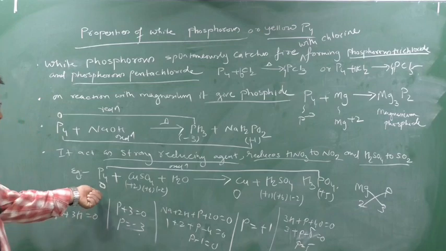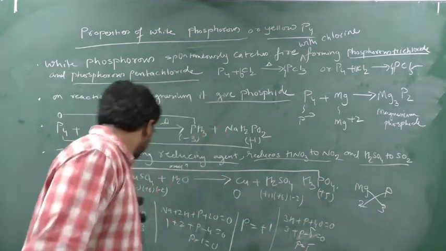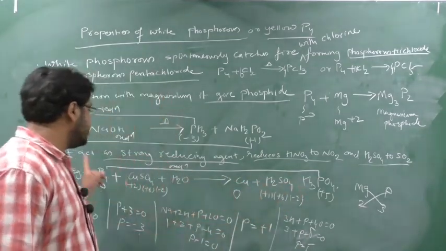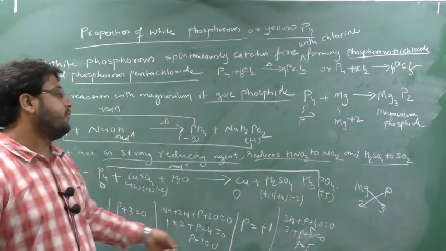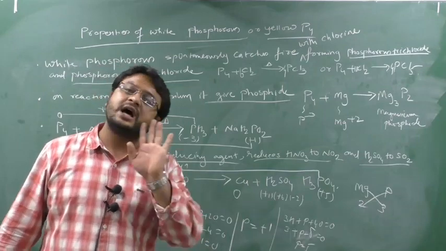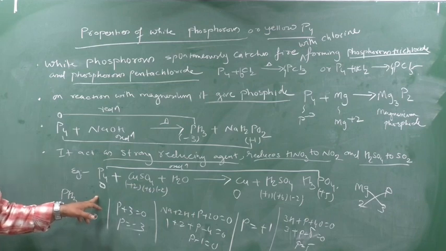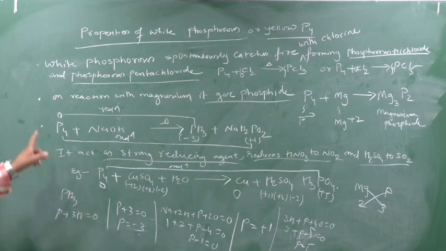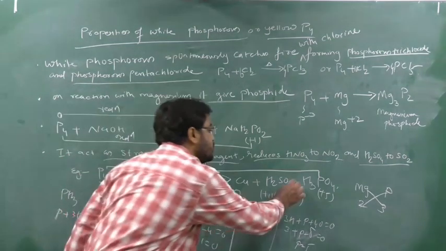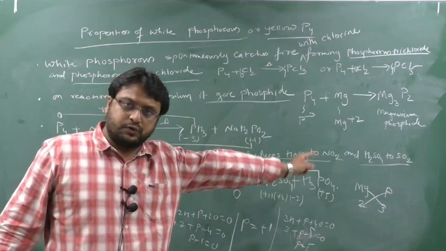Yes or no? Here phosphorus is 0 but in H3PO4 phosphorus is plus 5. So 0 to plus 5 means increasing, which means phosphorus is doing oxidation and forming H3PO4. Any substance which does oxidation is acting as a reducing agent. So this is an example of phosphorus acting as a reducing agent. So remember that it acts as a strong reducing agent. This phosphorus acts as a strong reducing agent and reduces HNO3 to NO2, H2SO4 to SO2.